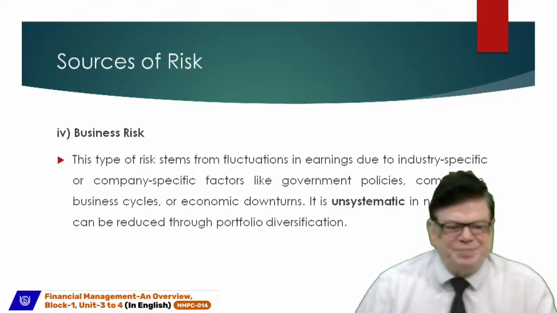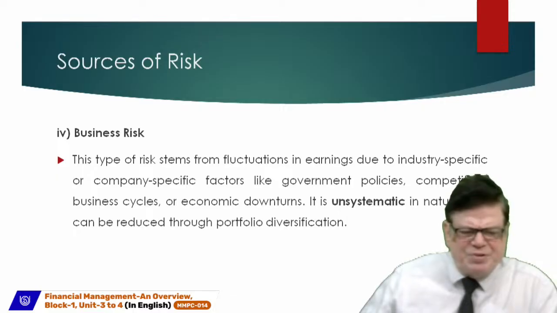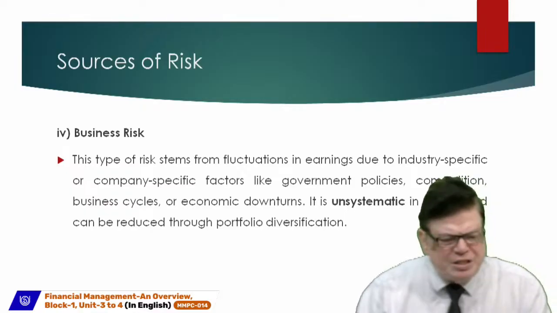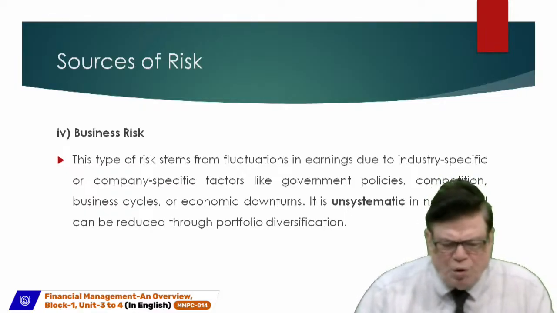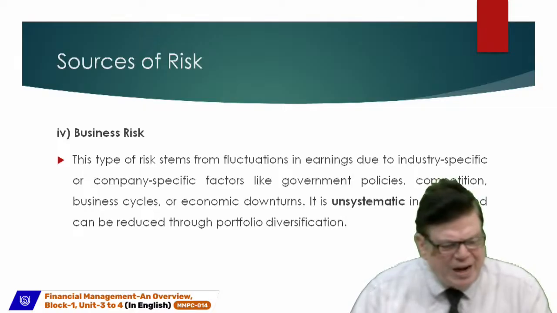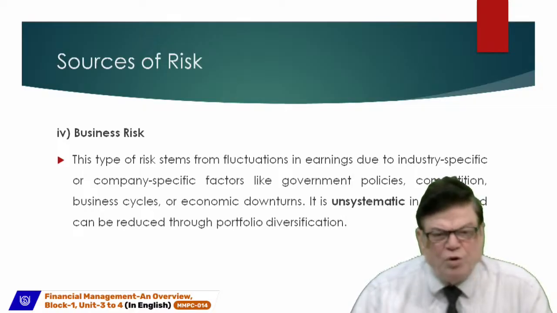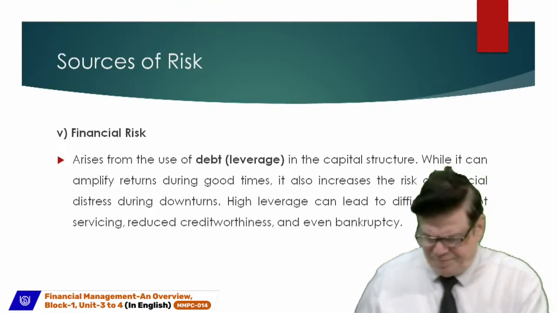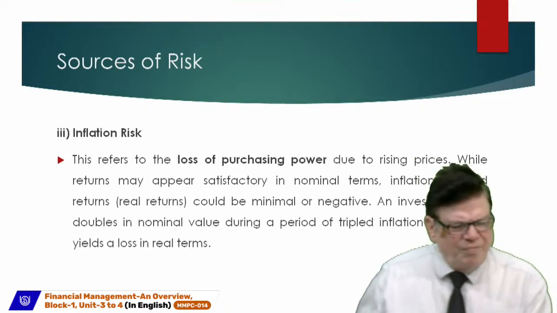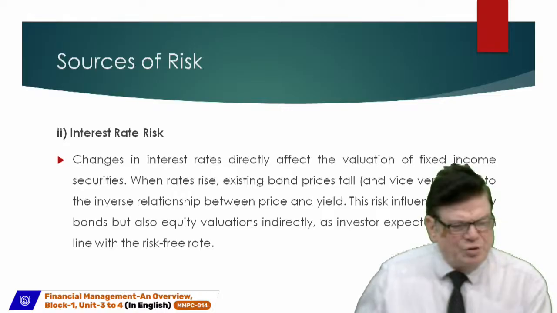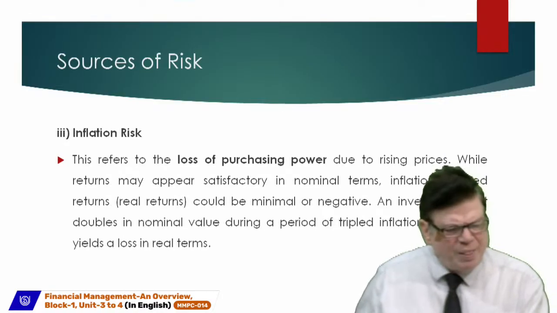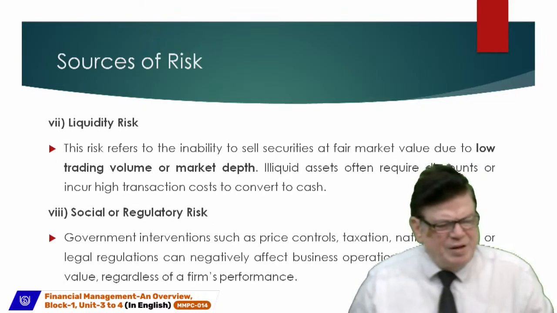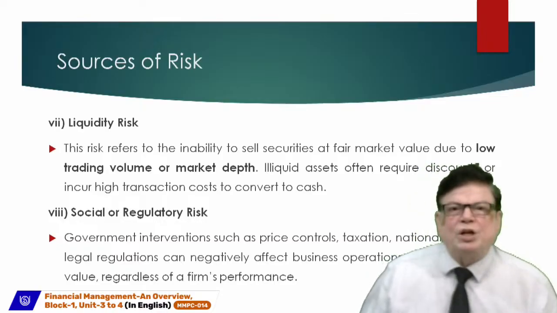Then business risk. This type of risk stems from fluctuations like government policies, competition, business cycles or economic downturns. It is unsystematic in nature and cannot be reduced through portfolio diversification. Now sources of risk are interest rate risk, then inflation risk, business risk, financial risk, management risk, liquidity risk, social or regulatory risk.